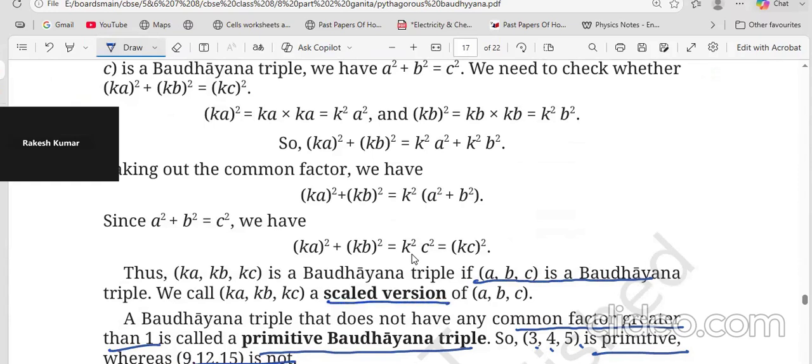And why? Because if a squared plus b squared is equal to c squared, then (ka) squared plus (kb) squared is also equal to k squared times (a squared plus b squared), and because a squared plus b squared is c squared, it is (kc) squared. So if you just multiply, they will also become a Pythagorean triplet.